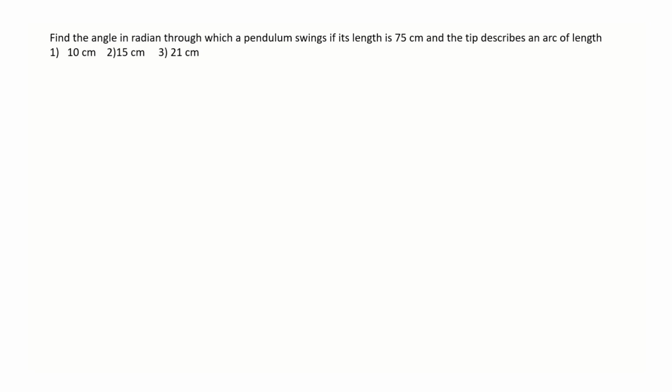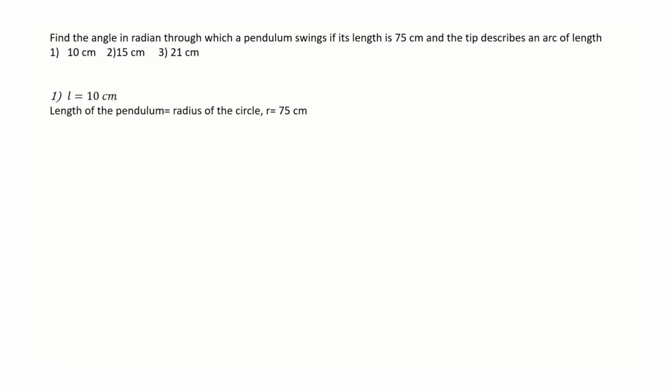Next question. Find the angle in radian through which the pendulum swings if its length is 75 centimeter and the tip describes an arc of length. The first one 10 centimeters, second sub question 15 centimeters and third question 21 centimeters. So given that the pendulum swings, the length of the pendulum 75 centimeter becomes the radius of the circle. The arc lengths are given in the sub questions.